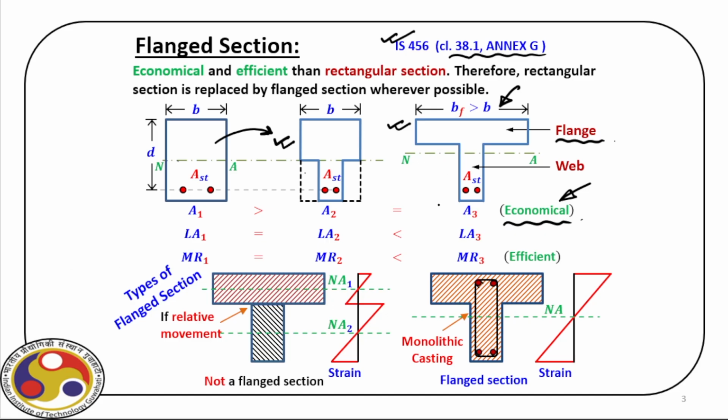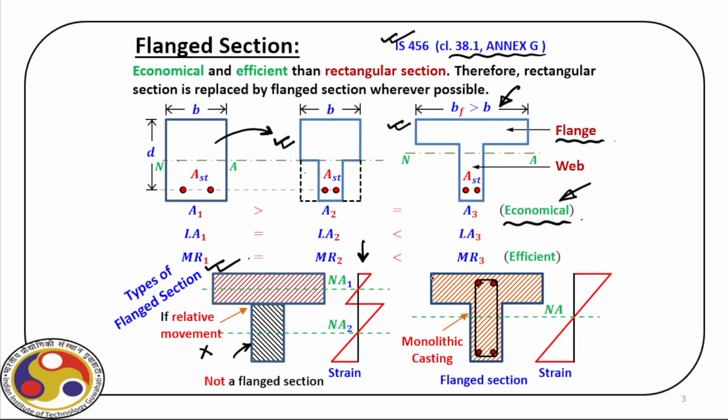Now, before we move into the details, let us first quickly look into one important aspect of this type of section where there is a variation in geometry. If we have a flange here and a beam there, and if they are moving separately, then obviously the strain diagram we have here, in this case they are not acting together, so this is not a flanged section.